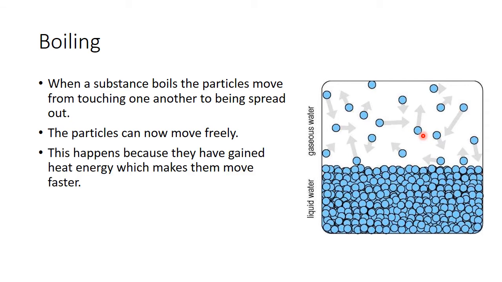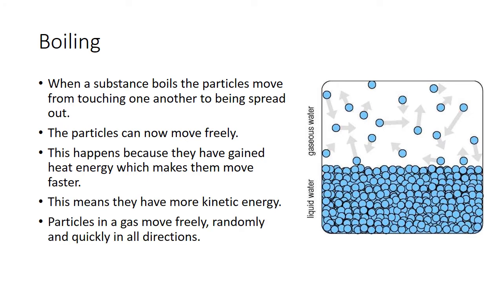Now, the reason that they can do that is because their particles have gained heat energy, thermal energy, from the heat that we've been applying to it, which means that they are able to move faster. If they move faster, we say that they've got more kinetic energy, and so that means that the particles have got enough energy to overcome the bonds that are holding them all together, and so they spread out, they move freely, randomly and quickly in all directions.